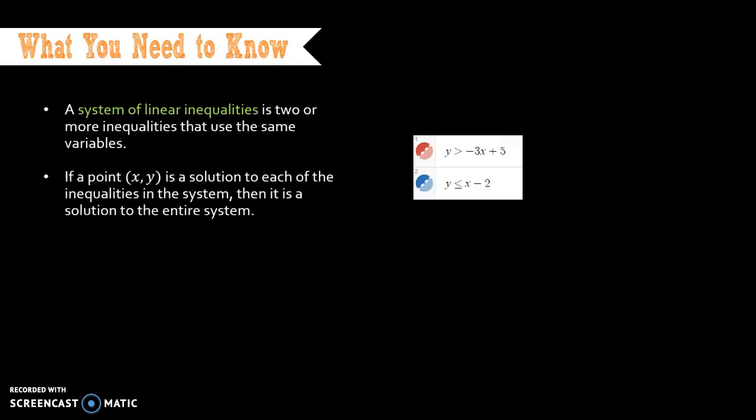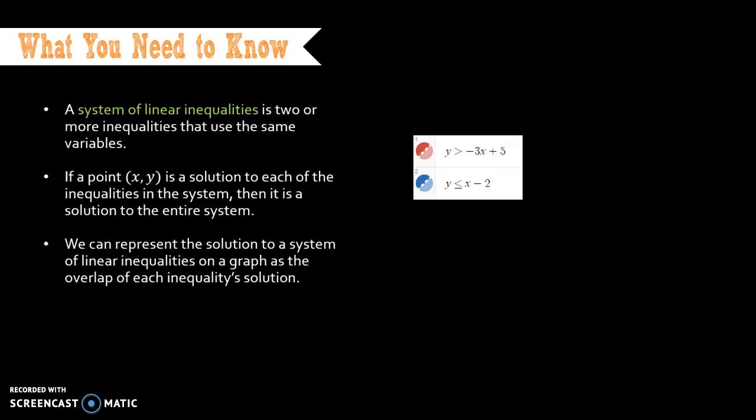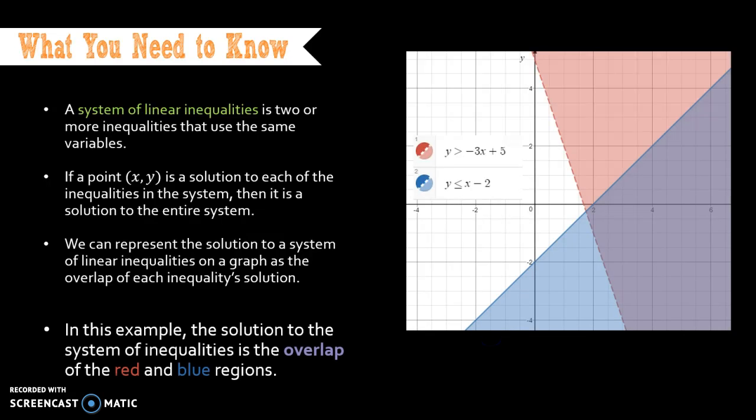If you have a point (x, y) that is a solution to each of the inequalities in the system, that means that point is a solution to the entire system. We can represent the solution to a system of linear inequalities on a graph as the overlap of each inequality's solution. So in this example, we have two separate inequalities, the red one and the blue one, and they're graphed appropriately. I use the program Desmos to graph these two inequalities.